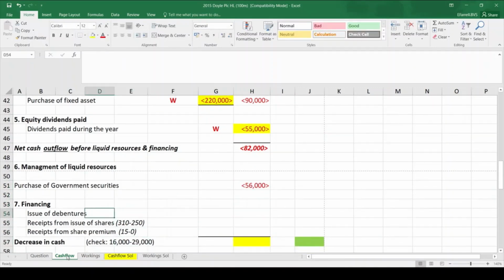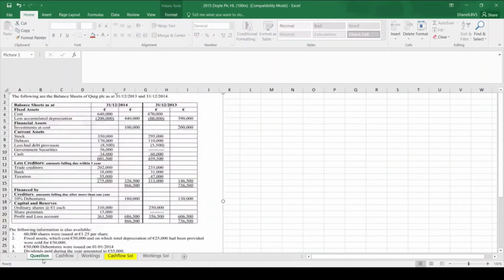In financing, we are going to include if there was any increase or decrease in debentures, which are long-term loans, or if there was any increase in share capital or share premium. First of all, debentures, and we need to be careful here, because sometimes our debenture, our loan, goes up, sometimes it goes down. If we look in this question here, our debenture went from 130 to 180,000. You might think that's bad because we have more of a long-term loan, but we have 50 grand more cash to spend because the loan has gone from 130 to 180.